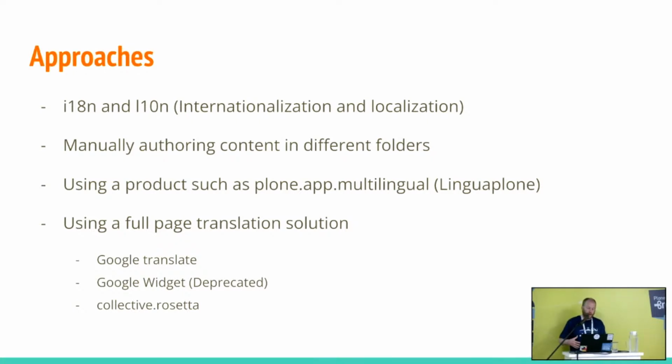Another approach is using a product on Plone. We have right now Plone App Multilingual, and the old guys know Lingua Plone, which was pretty much the same. This is basically doing more or less the same thing that editors do manually on small sites, but it will do it in a normal and sane way. And then there are solutions like the Google Translate Widget, which will pick up whatever is showing up in the page. It will process it and replace the words with the translations. Here's where the product we developed comes in.